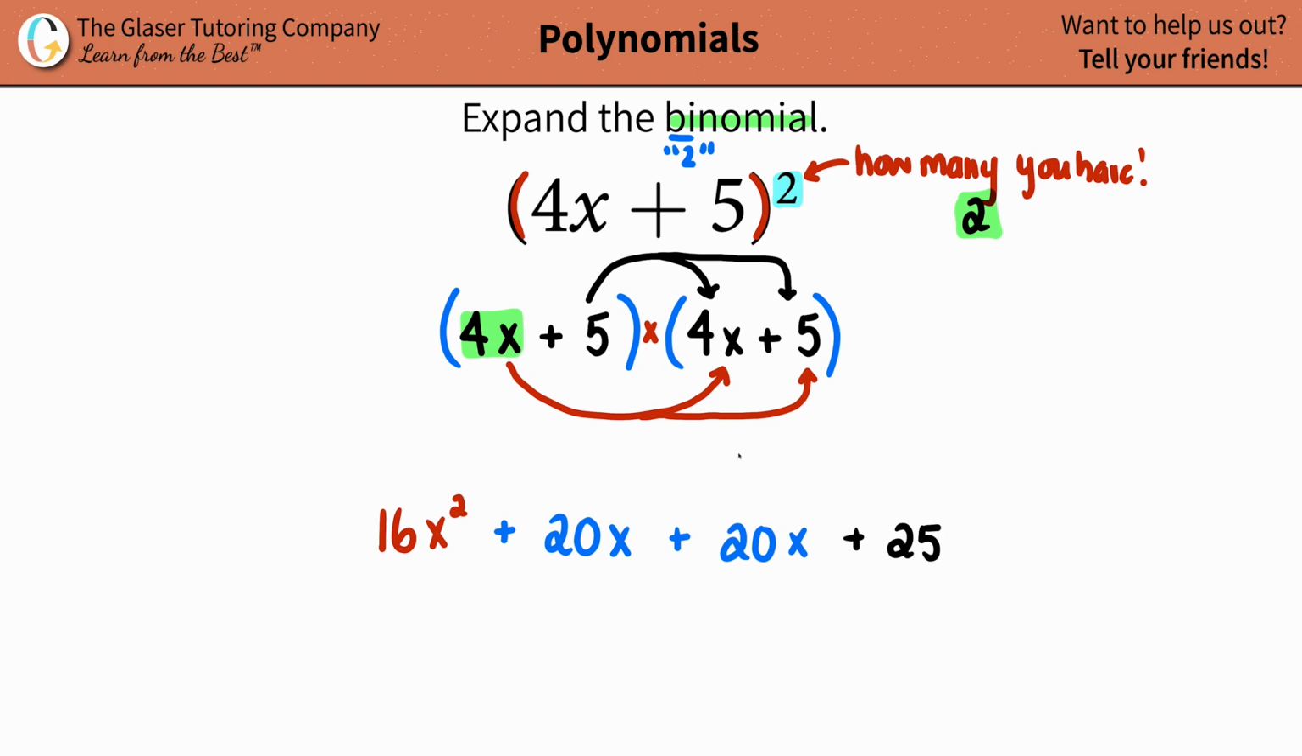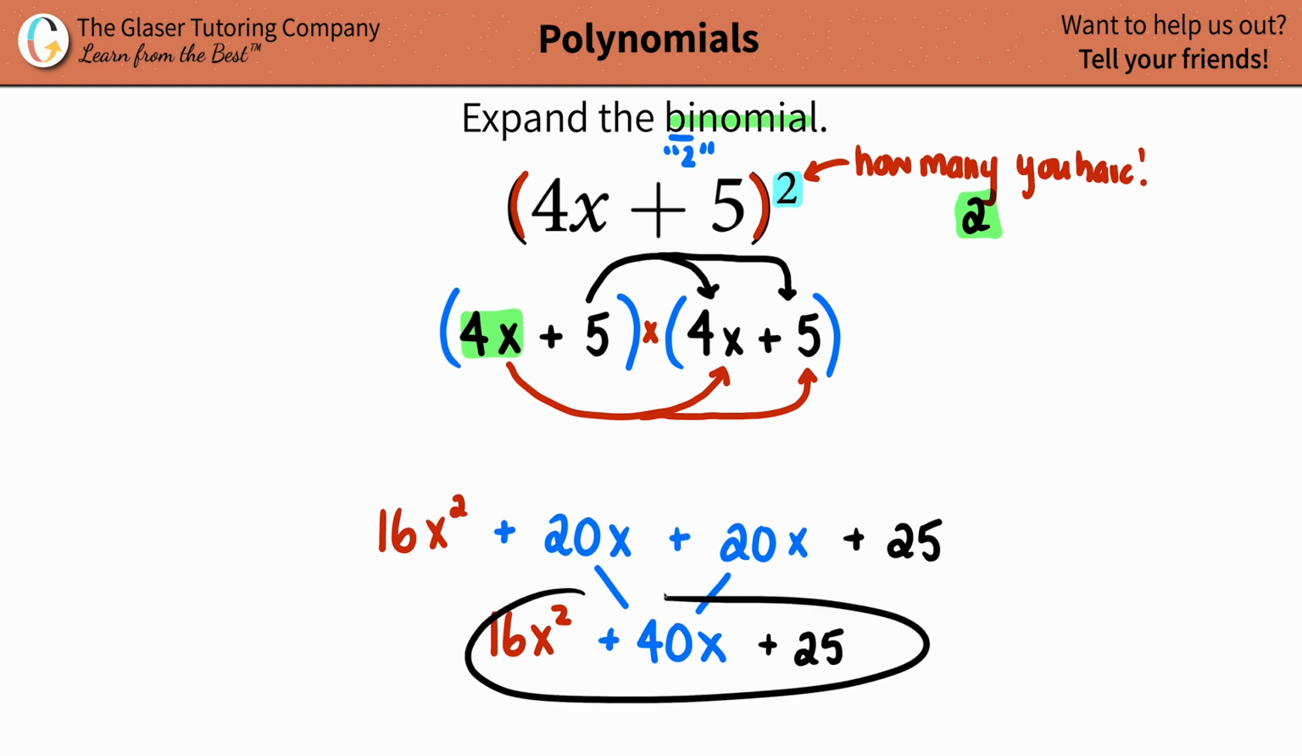Now all we've got to do is clean it up. We're going to clean up the x values in the middle. When you're adding or subtracting, we don't worry about adding the x values together. That's just going to stay the same. All we add are the numbers. In this case, we have 20 plus 20. That's a total of 40. So we have 16x squared plus 40x, and we'll say that this came down with this to make 40x, and then plus 25.